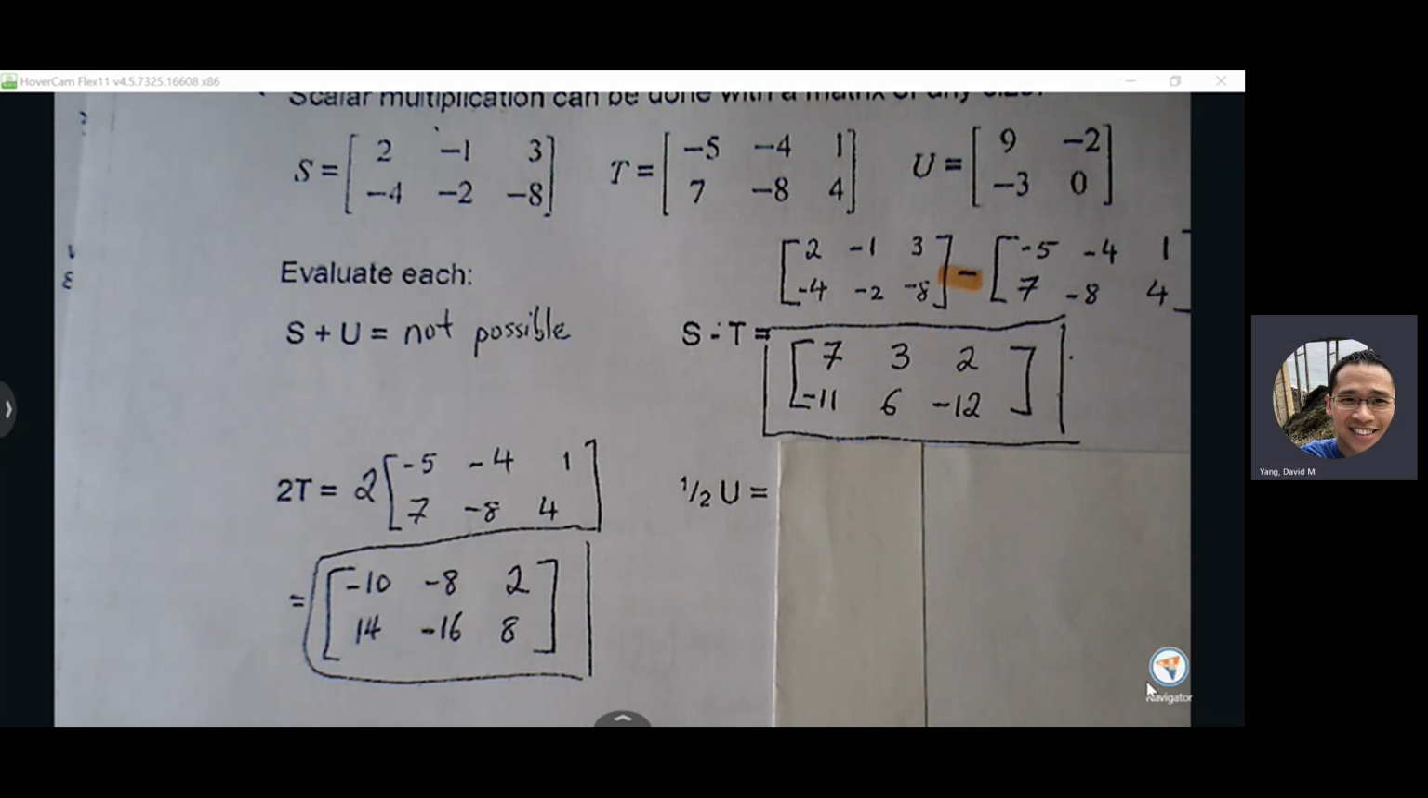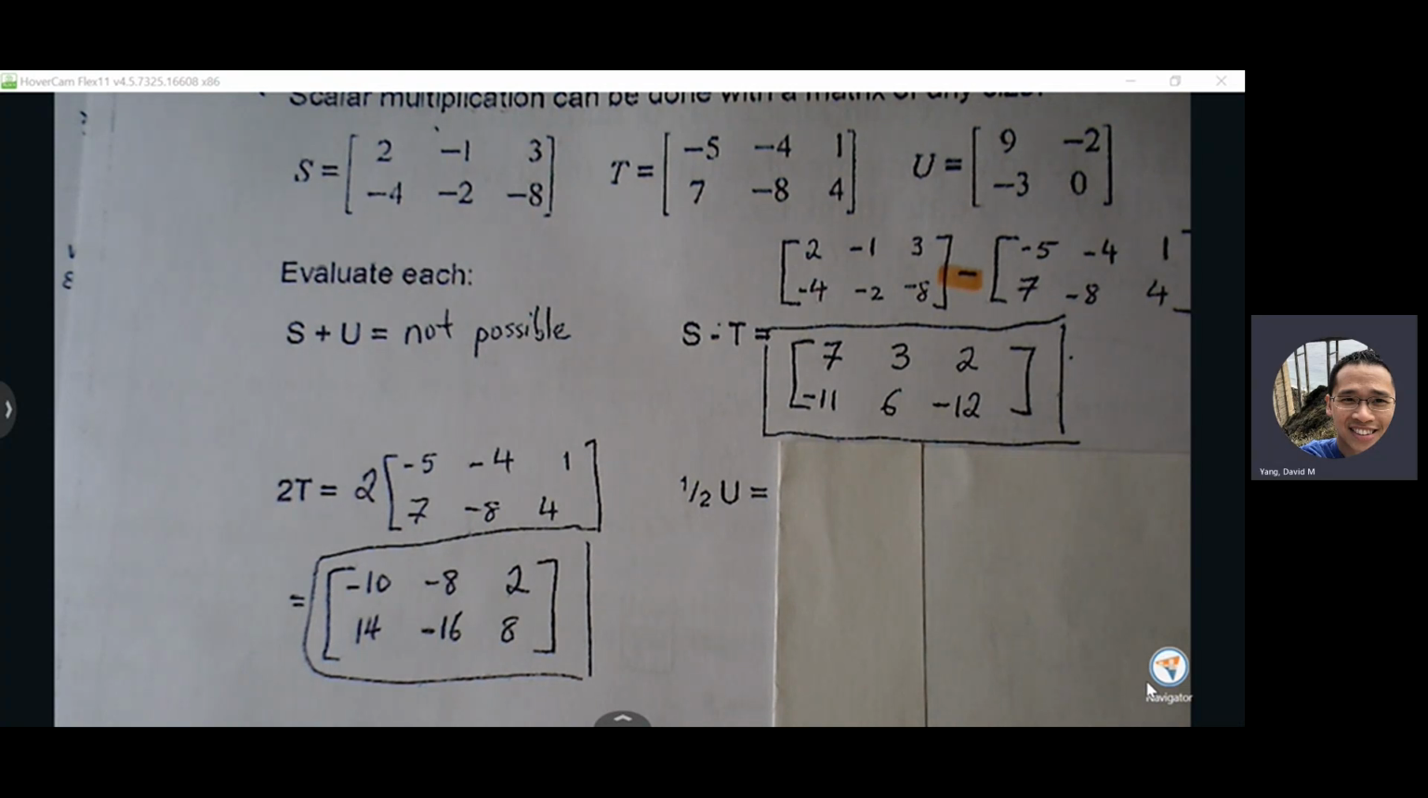Row 1, you should have -10, -8, and 2. Row 2, 14, -16, and 8. Okay, what do you think we can do with 1/2 mu? 2. Or you divide by 2. Yeah, divide by 2 or multiply by 1/2. Okay, so either way, we'll get the same thing.